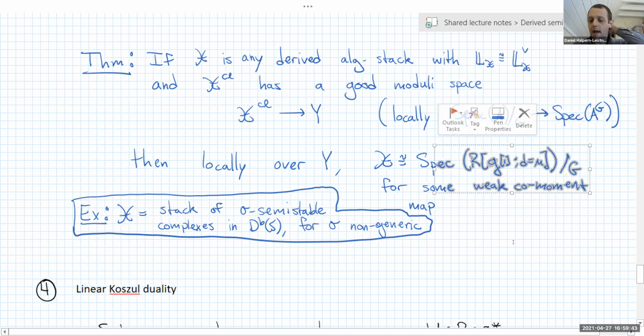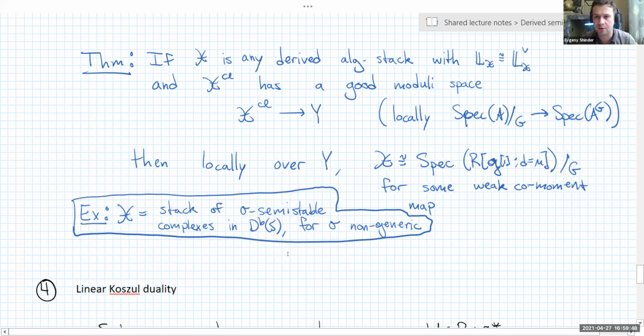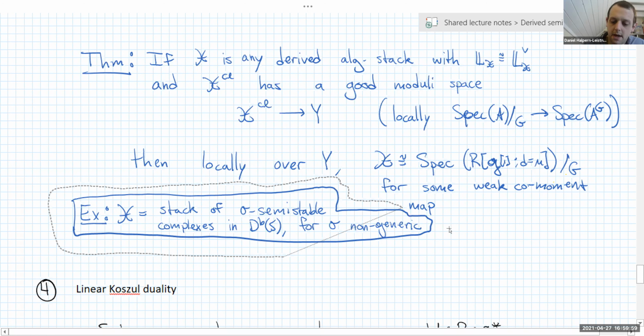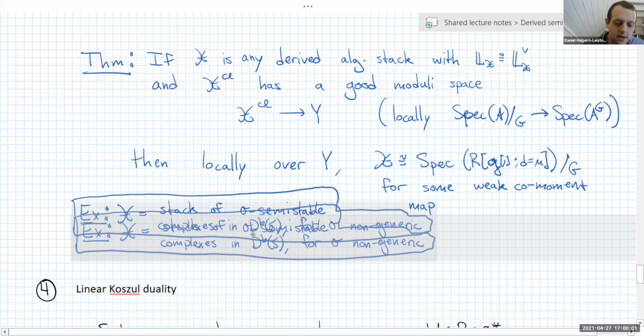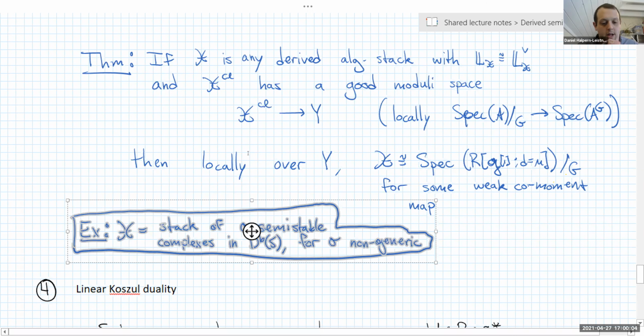Can I ask, why is it a derived stack rather than just a stack? Let me see. I don't know. Maybe Arend knows better than I do, but I have no reason to know a priori that these moduli stacks are always LCI. But basically, it's the stack of objects in Db of S that has a self-dual cotangent complex.